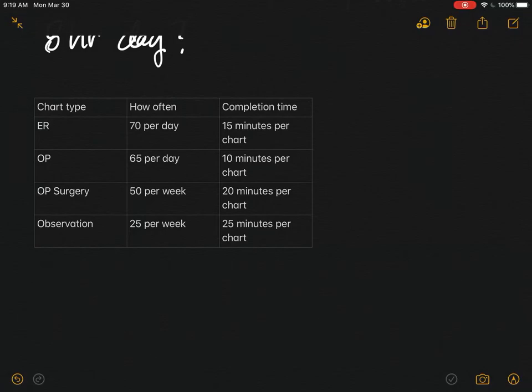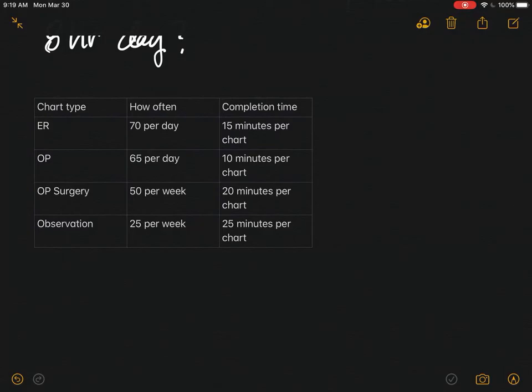So we have ER charts, outpatient, outpatient surgery, and observation. If you look closely in your how often column, ER and outpatient have 70 per day and 65 per day. If you look in your how often column for outpatient surgery and observation, they have 50 per week and 25 per week. So we're not at a set number per day, but we're looking at a certain amount of time each week set aside for that coding.